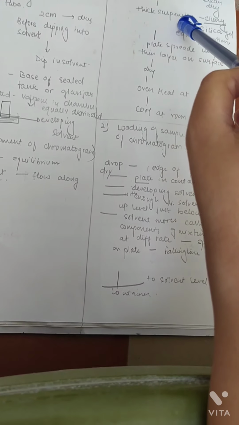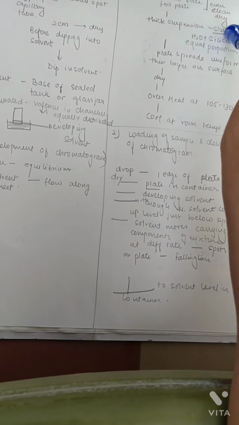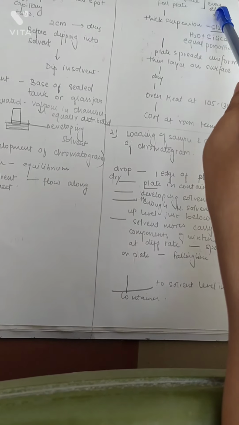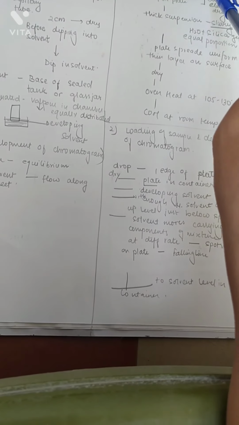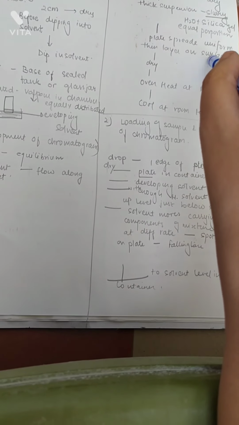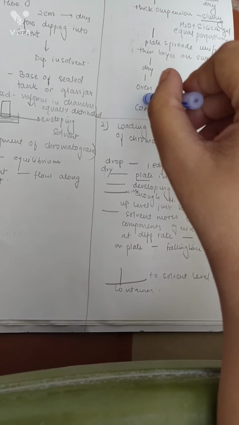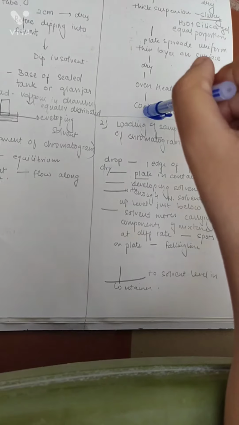A thick suspension is made of H2O plus silica gel, which creates a slurry for these plates or slides. Suppose we have taken that. We have to spread it as a uniform, thin layer on the surface and let it dry. Then we have to heat it at 130 degrees Celsius and cool it at room temperature.